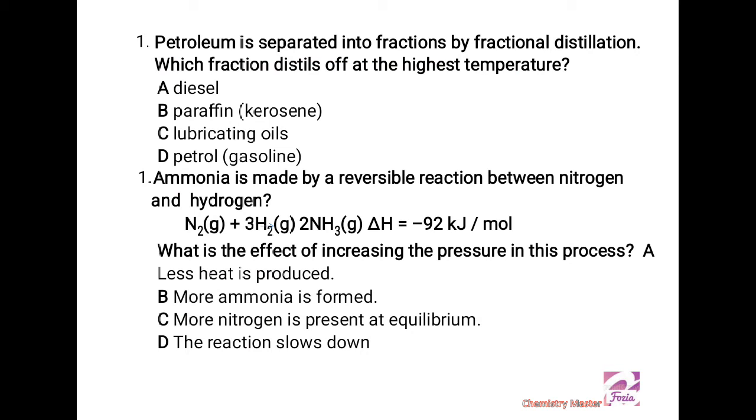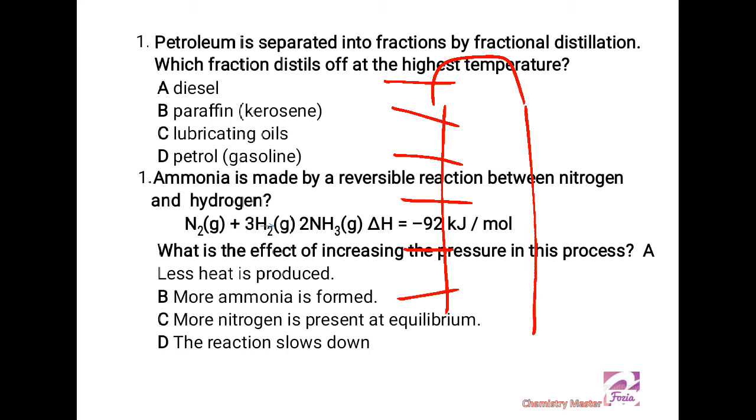Now we see in this MCQ, petroleum is separated into fractions by fractional distillation, and which fraction distills off at the highest temperature? When we study the structure of the fractionating tower, we get to know that we are getting different groups of compounds at different heights of this tower, and the lightest compounds rise up in the tower and are collected at the top of the tower. The fractions collected at the lower end, at the bottom of the tower, must have very high boiling points, and they must be heavy compounds such as liquids or almost waxy solids.